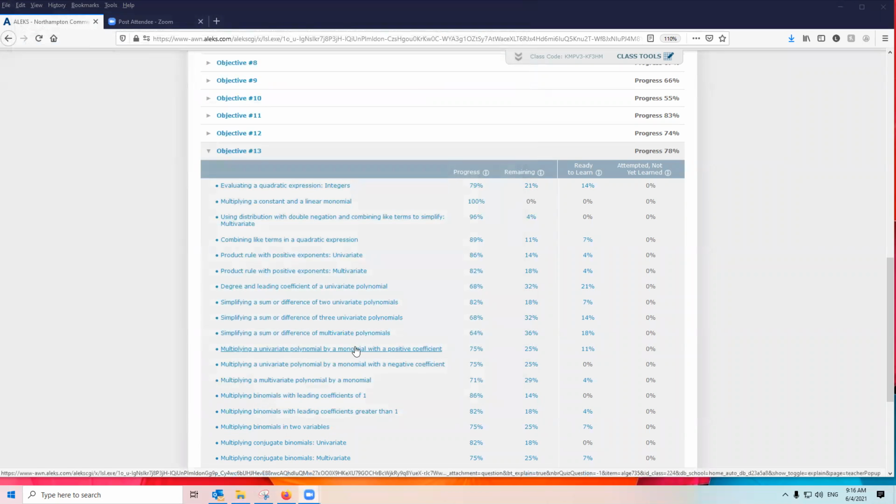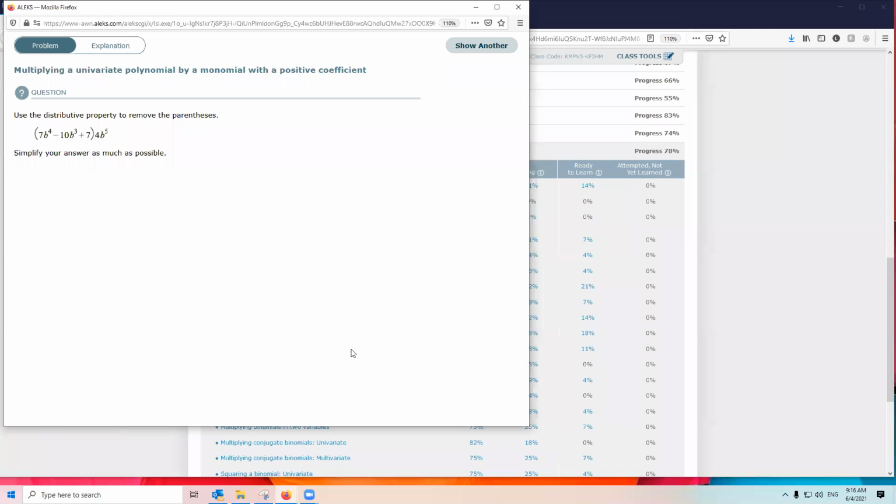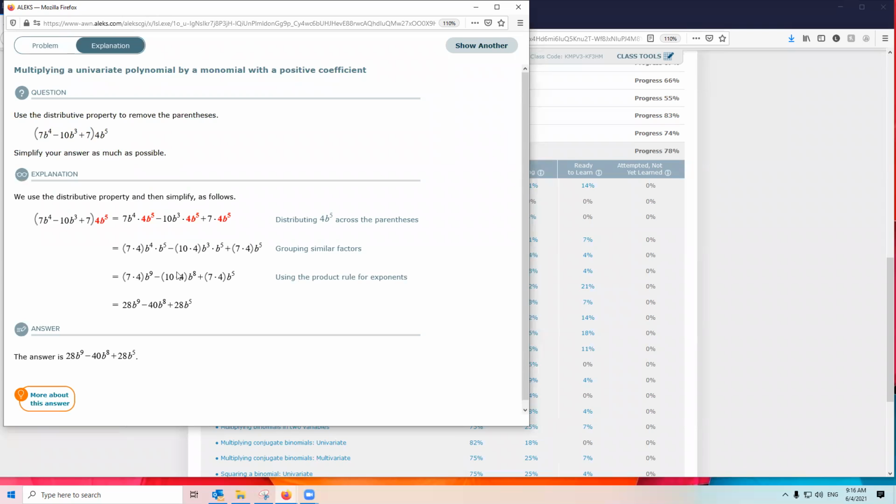All right, let's come down here to multiplying. So here's what they're asking me to do on this one. By the way, folks, remember you have this explanation for each one of these topics. So if you click the explanation, notice it's going to show you step by step how to work through this problem.